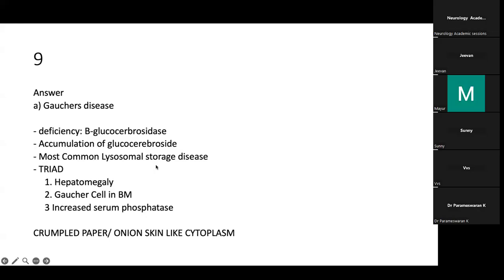This is the most common lysosomal storage disease with a classical triad of hepatomegaly, Gaucher cells in bone marrow, which is shown here, and increased serum phosphatase. The description is that the cytoplasm looks like crumpled paper or onion skin.